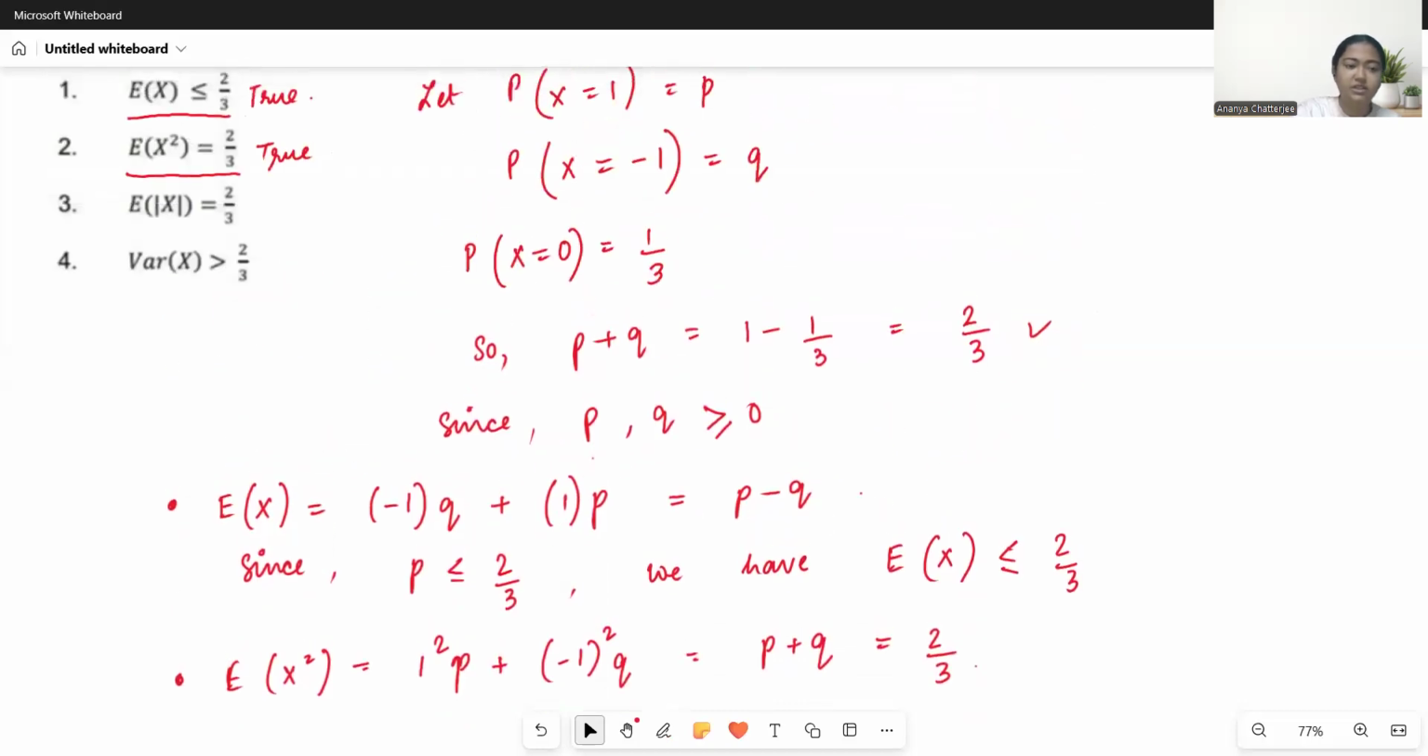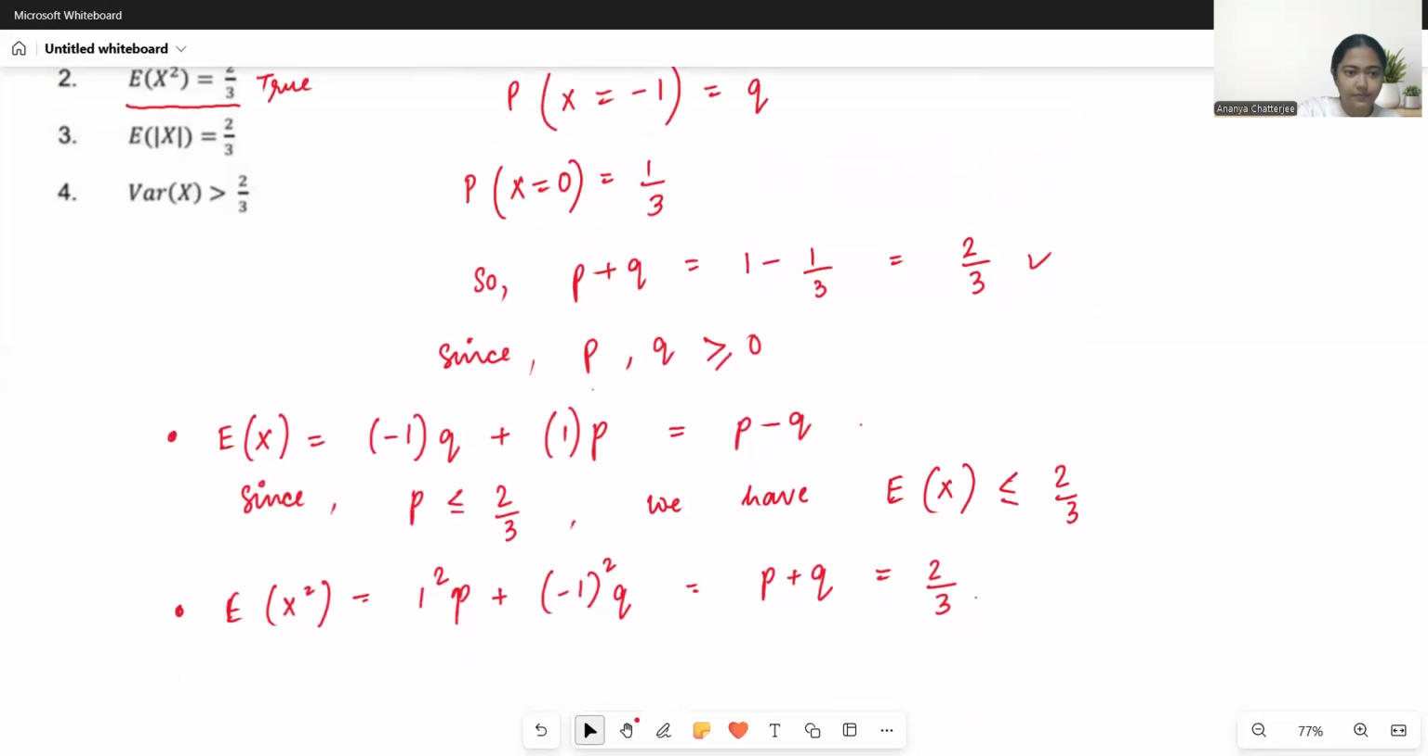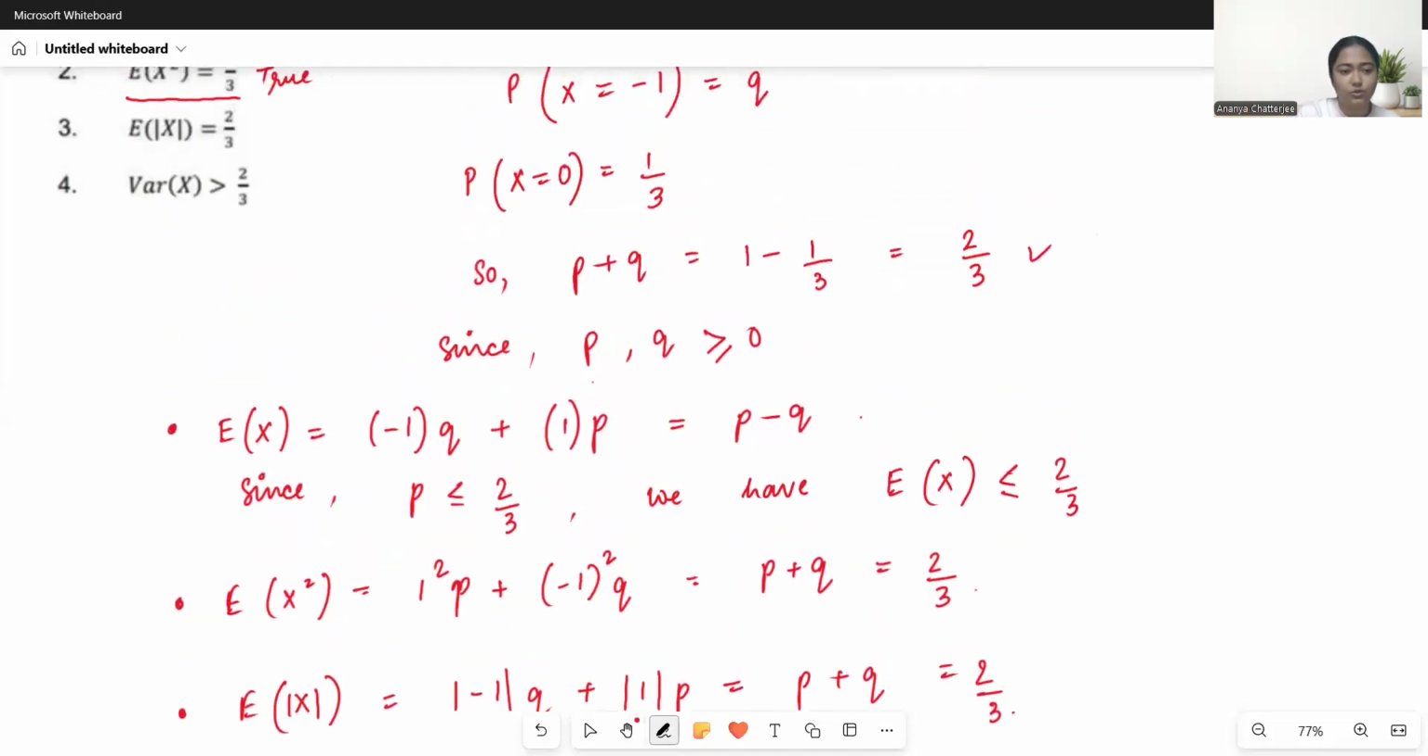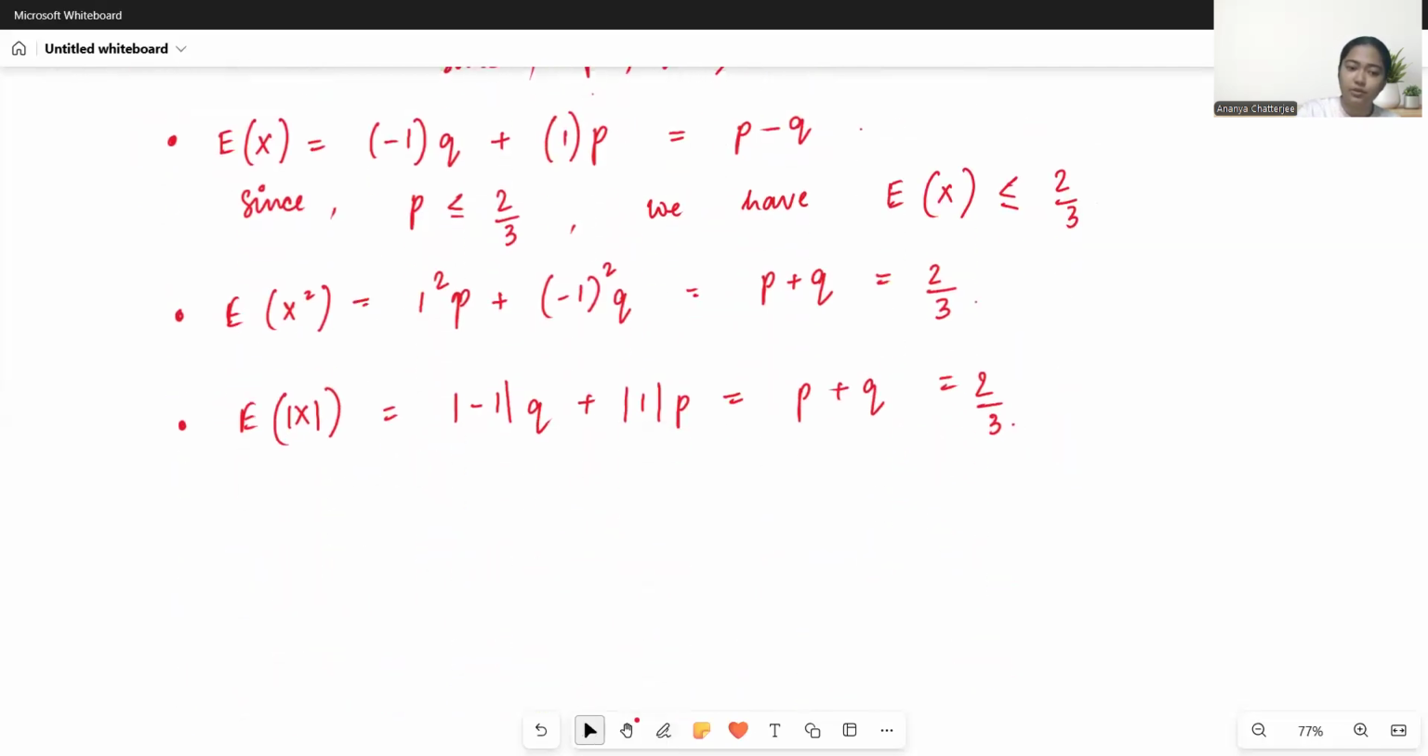Now the third is expectation of mod x is equal to 2 by 3. Expectation is mod of -1 times q, then 1 times p. Now from here we get p plus q, that is again 2 by 3. And the option was given, this is equal to 2 by 3. So from here we get this option is also true.